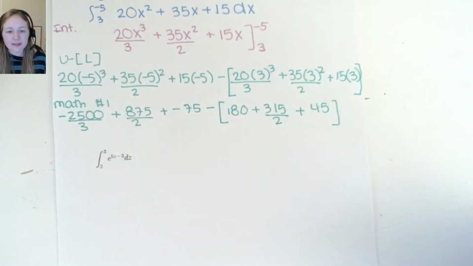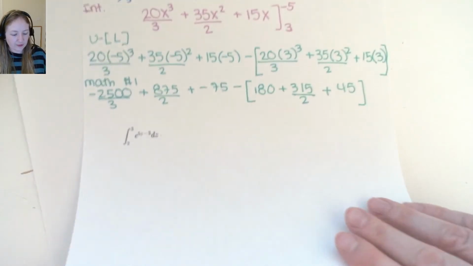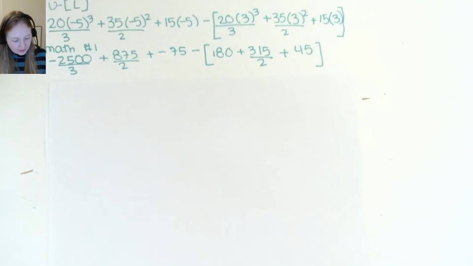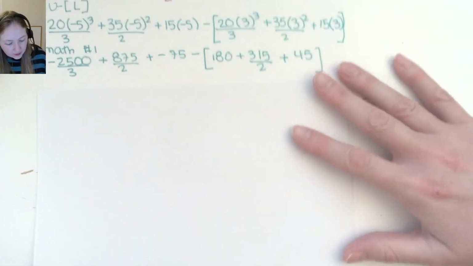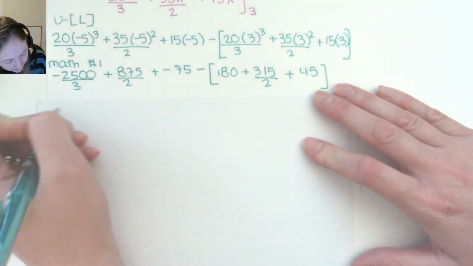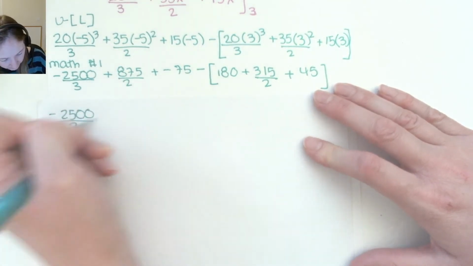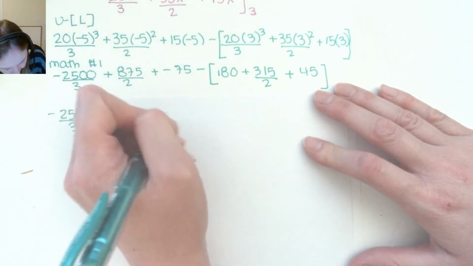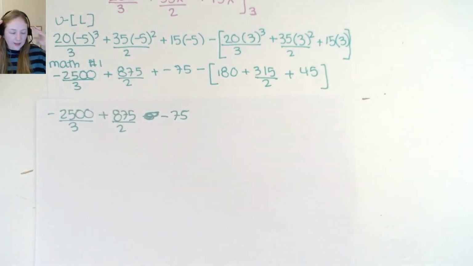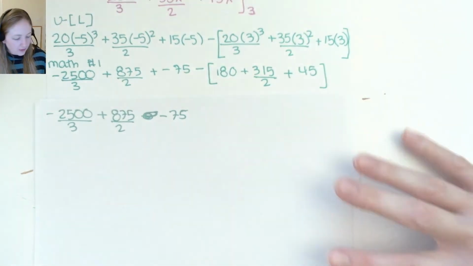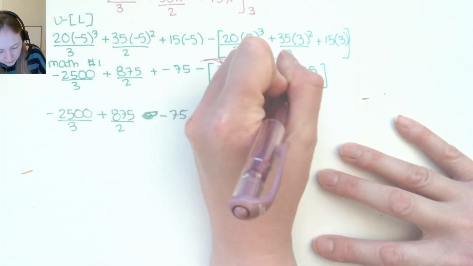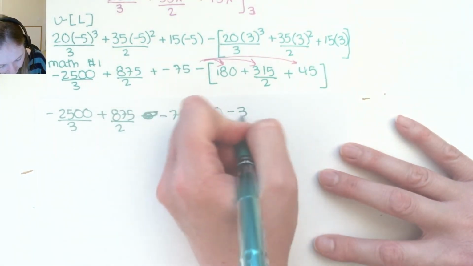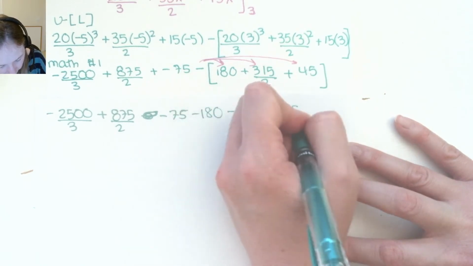Now, the easiest way to do this that I know is to kind of start a separate sheet of paper with all your computations of it. But I like to keep the fractions just as they are and try to combine my whole numbers. So what I mean by that is I have negative 2500 over 3. I have the 875 over 2. I have the minus 75. And then I have this big negative sign that needs to get distributed to all three of these terms. So that's going to give me negative 180 minus 315 over 2 minus 45.